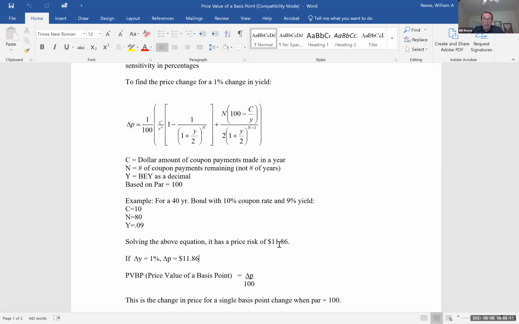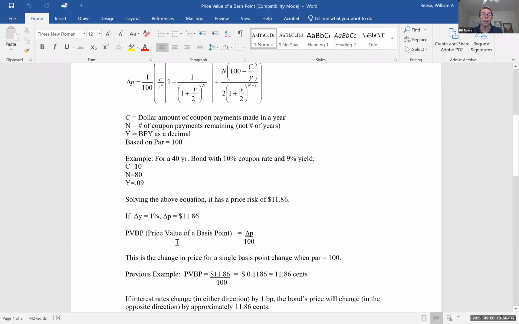A 1% change is a big change in terms of interest rates, okay? What we're interested in is how much the price will change when there's just a 1 basis point change. Remember, a basis point is 1/100%. So the price value of a basis point is going to be delta P divided by 100. So this number we got for delta P, $11.86, we divide by 100, and that gives us 11.86 cents. Instead of $11.86, we've got 11.86 cents.